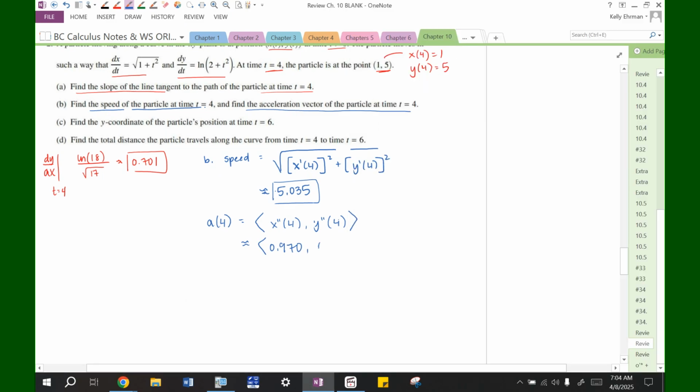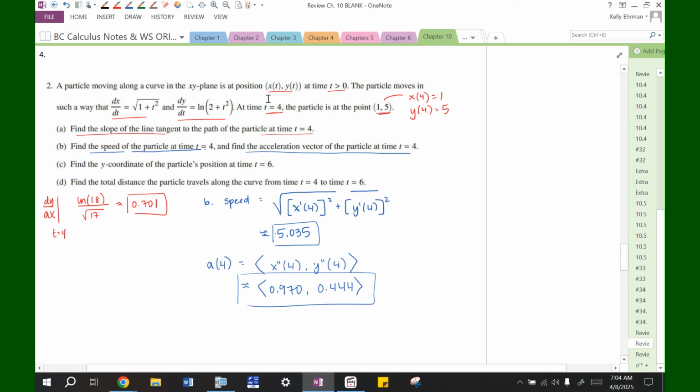I'm going to round these to 3 places, so 0.970 and 0.444. Doesn't matter if you use triangle brackets or not, but the acceleration should be given like an ordered pair because position was given in that way.